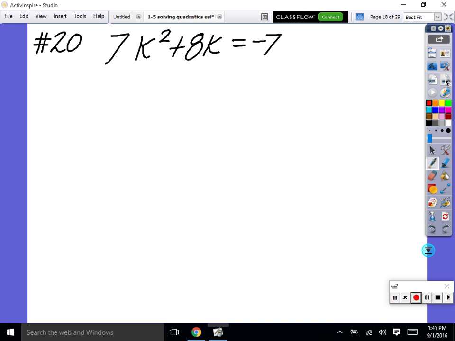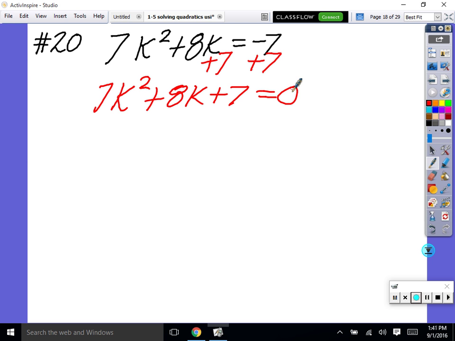So we have 7k squared plus 8k is equal to negative 7. It's not equal to 0. We got to algebraically make it equal to 0. So we have 7k squared plus 8k plus 7 is equal to 0. Let's do our quadratic formula.